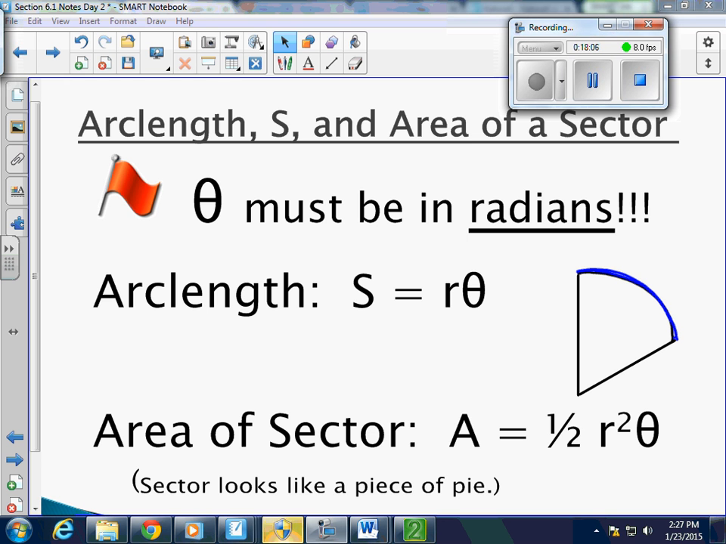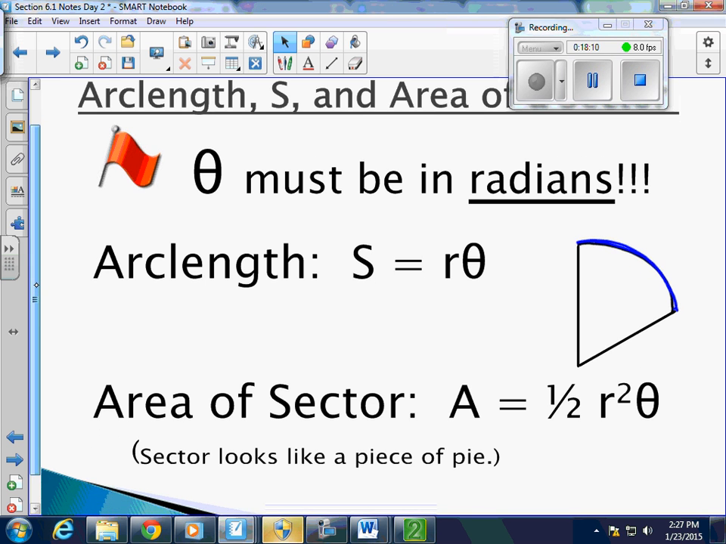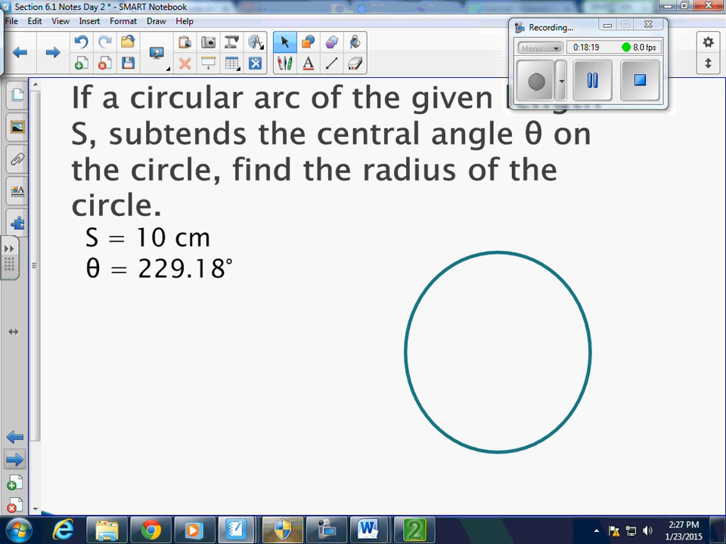Area of a sector is going to be your piece of your pie. Area is one half r squared times theta. Once again, your angle must be in radians. Okay, so the next 2 examples utilize these formulas, and they ask things for you in an abstract way sometimes.